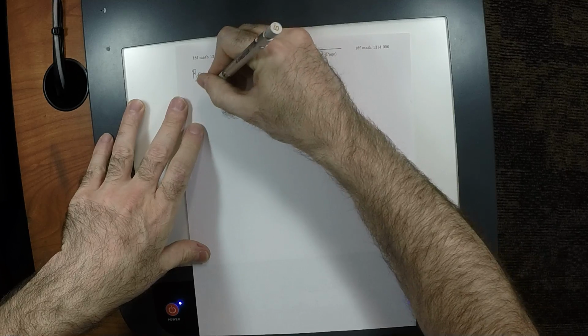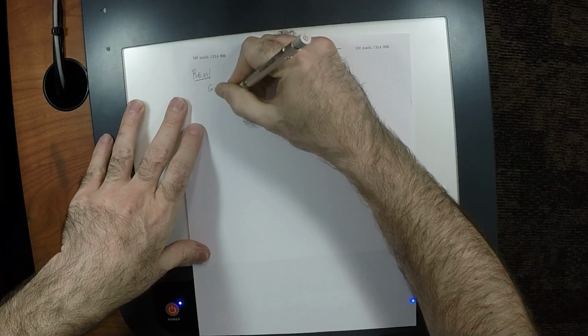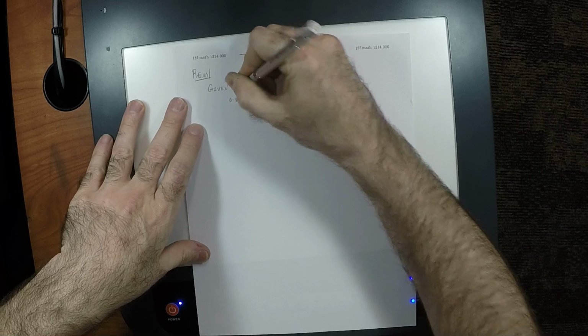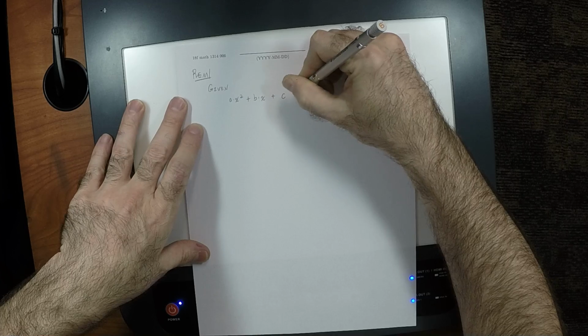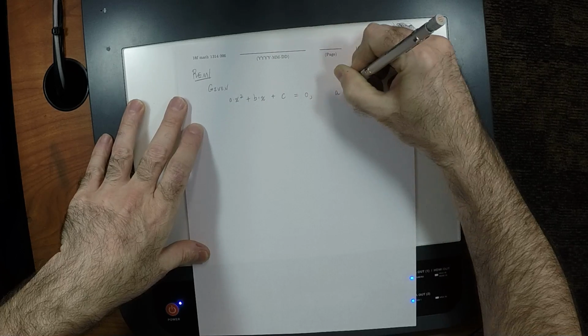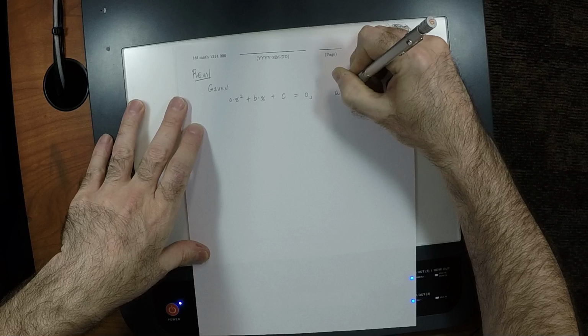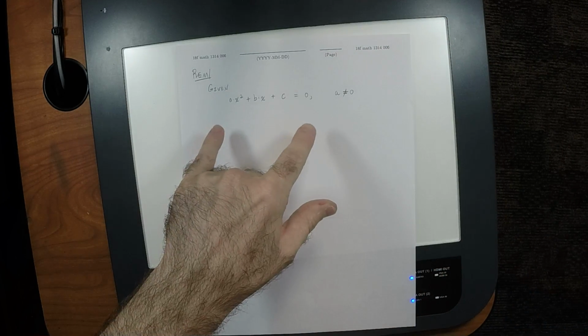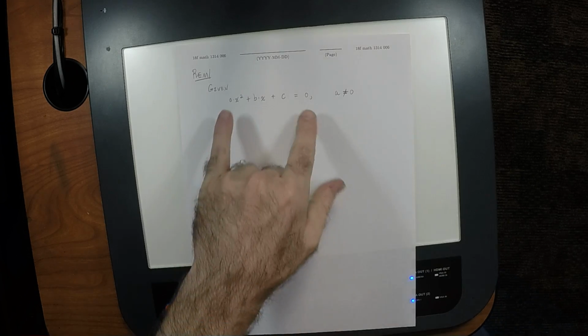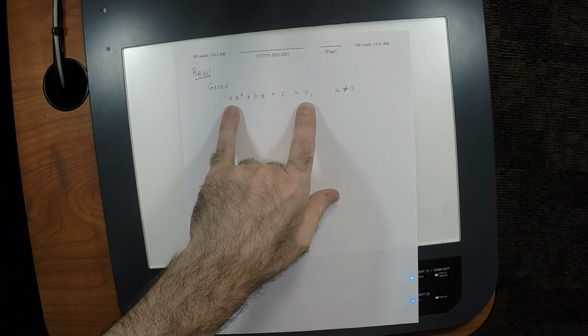So, given ax squared plus bx plus c equal to 0 with a non-zero a. So we want to eventually solve for x, and the way we're going to do it is by completing the square. Now, to complete the square, the technique that we're using, we did it with monic quadratics. Now, is this quadratic monic?